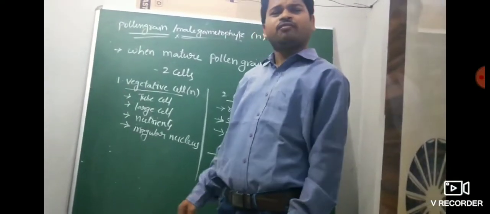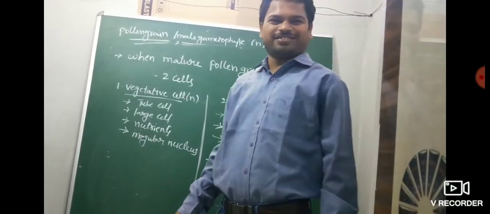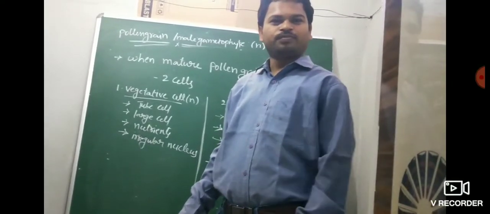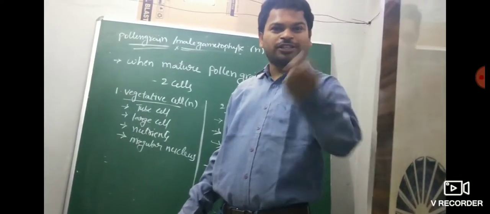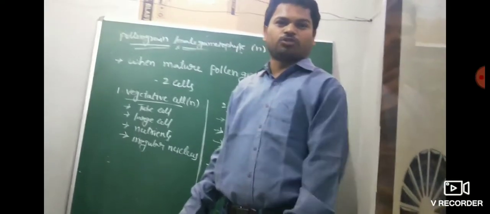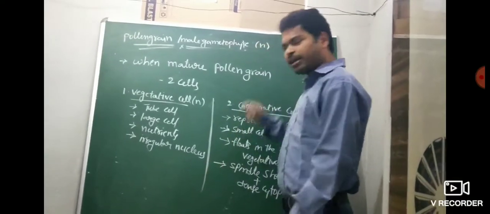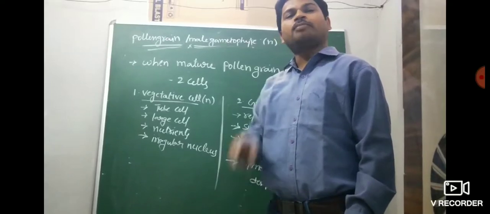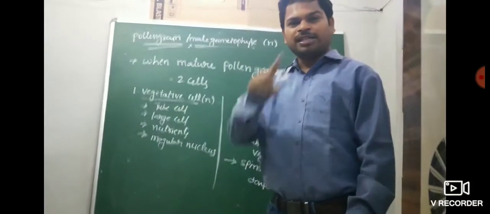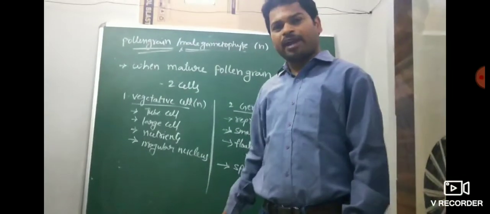But in the remaining 40%, the pollen grain is shed at a three-celled stage: one vegetative cell and two male gametes. Total three cells in 40% of angiosperms. Sir, how is it, sir? Generally, the generative cell undergoes mitotic division and produces two male gametes.